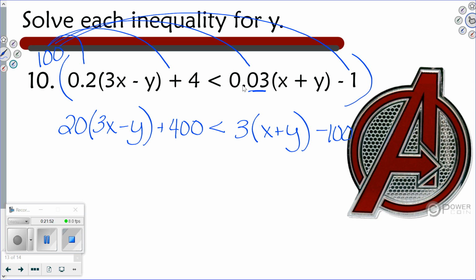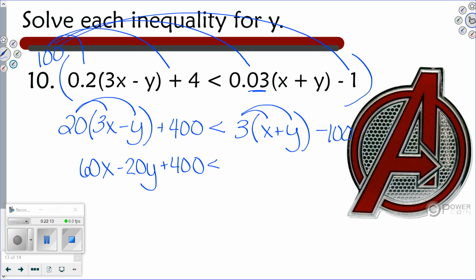Okay, then what? Harley, you working through any of these with me? So we get 60x minus 20y plus 400 less than 3x plus 3y minus 100.